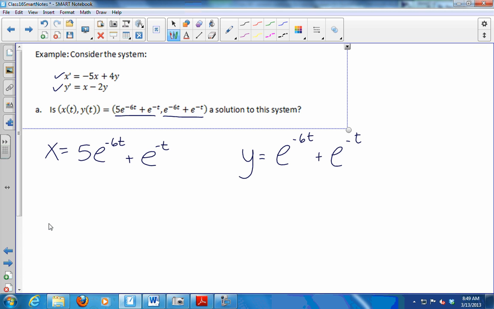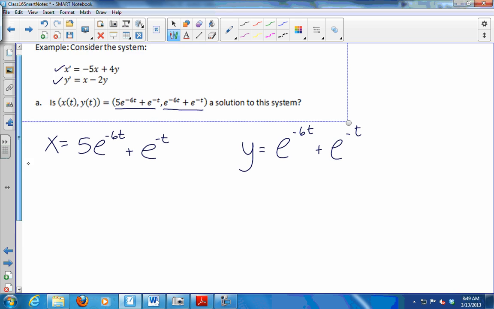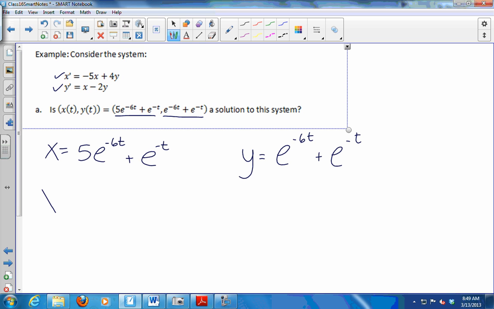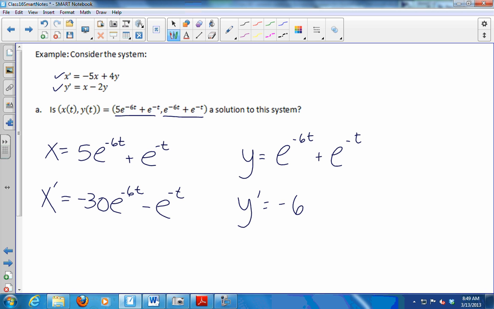So let's start with the x prime equation. So I need to know what x prime and y prime are, so I might as well just do those now. So x prime, the derivative, would be negative 30 e to the negative 6t minus e to the negative t. Just take the derivative. And then y prime would be negative 6 e to the negative 6t minus e to the negative t. So I have x and I have y and I have x prime and I have y prime. I need to see if these equations are true.